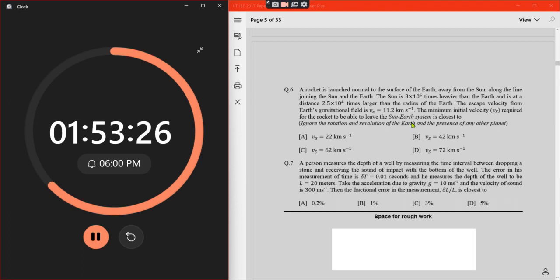It's just v escape squared, half v escape squared plus this thing, which will be just half v escape squared times 3 times 10 power 5, upon 25 times 10 power 3, I guess. So what you get is the square root of 1 plus just 100 over there, 4, I guess, square. Yeah, square root of 13 times 4.